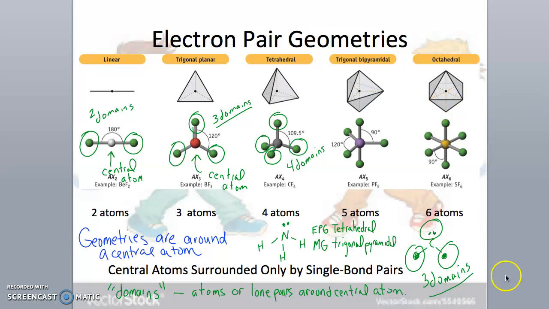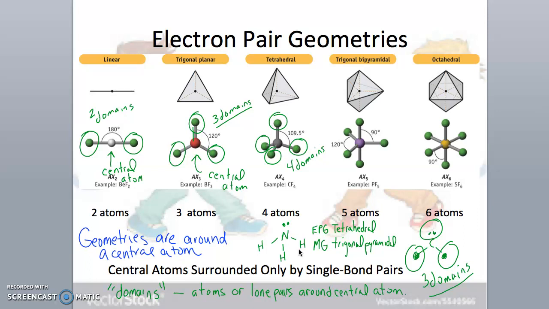So let's look down here below. We've got this example here, the NH3, and this does have a lone pair. So this has 4 domains. There's 1 with the lone pair and 2, 3, 4 with the hydrogens. So the electron pair geometry is tetrahedral, 4 domains.